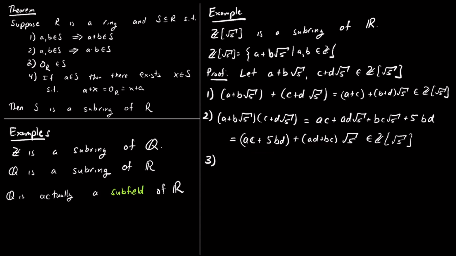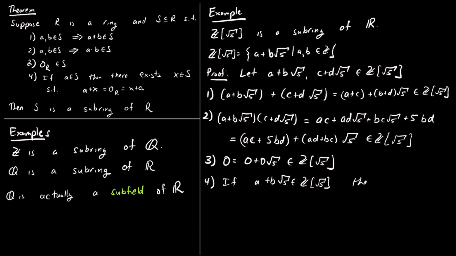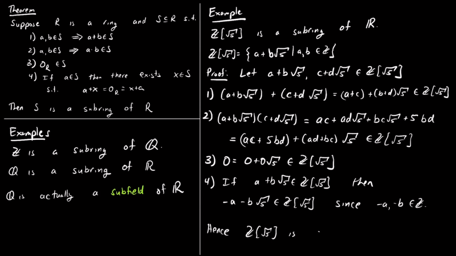3, well, I know that 0 is an integer. So the element 0, which is 0 plus 0 root 5, is going to be in Z bracket root 5. And finally, 4, additive inverses are in Z bracket root 5. So I know that if A plus B root 5 is in this set, its additive inverse, negative A minus B root 5, is in Z bracket root 5. And the reason is, well, negative A and negative B are integers. So I have something of the right form. So I could say, hence, Z bracket root 5 is a subring of R.